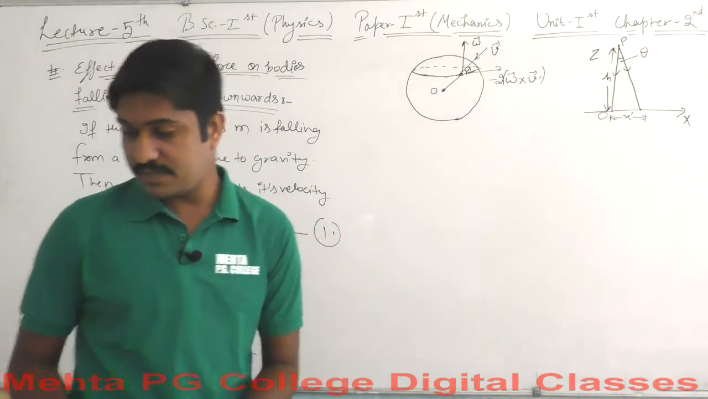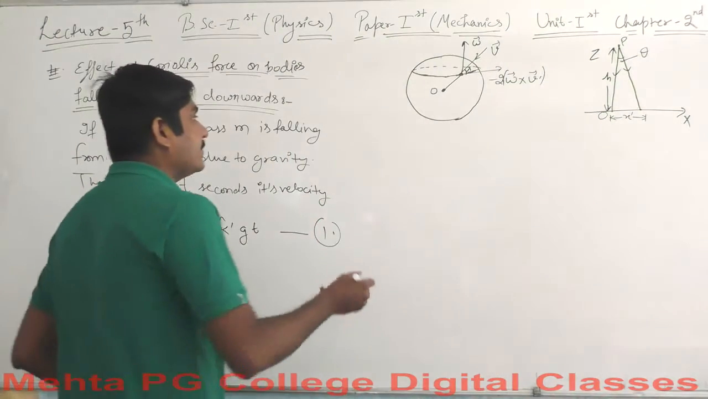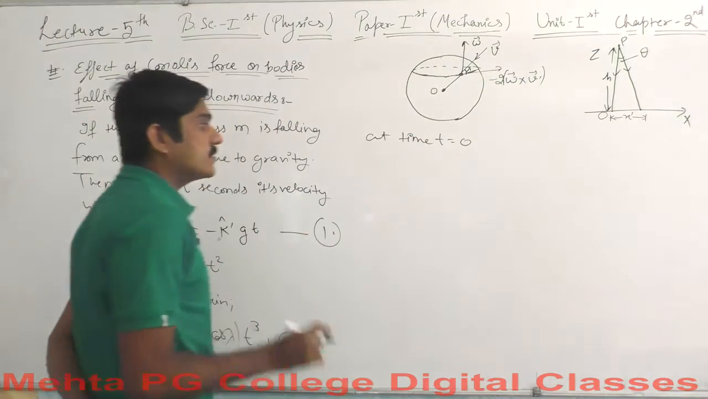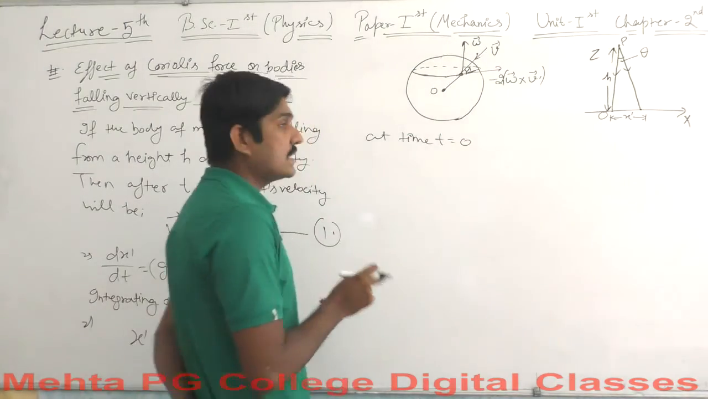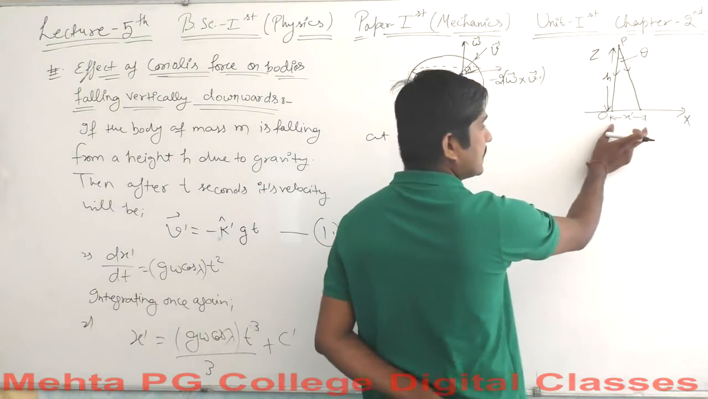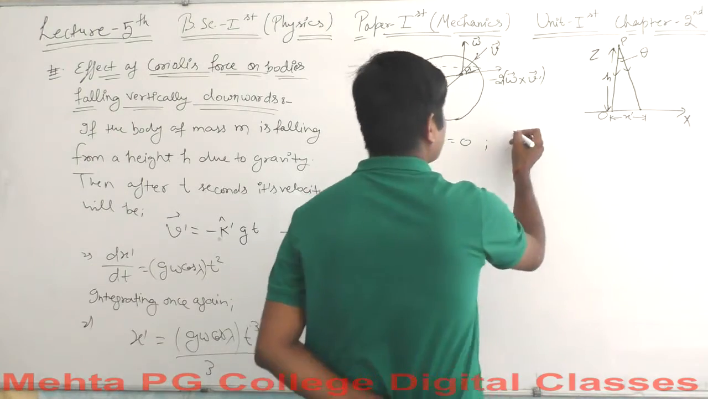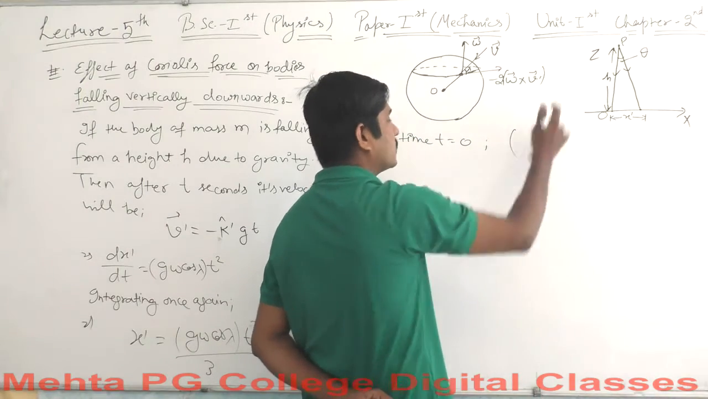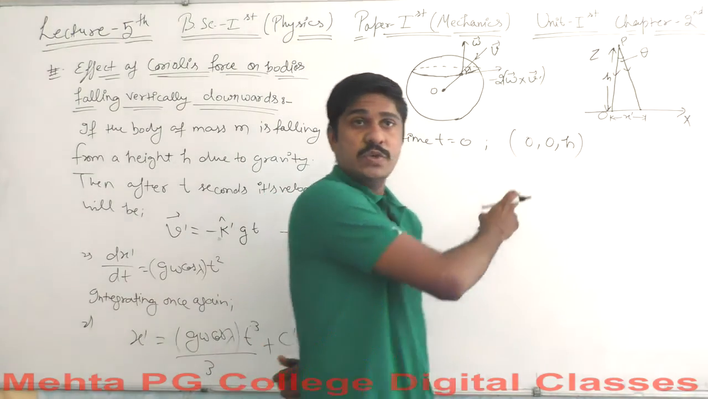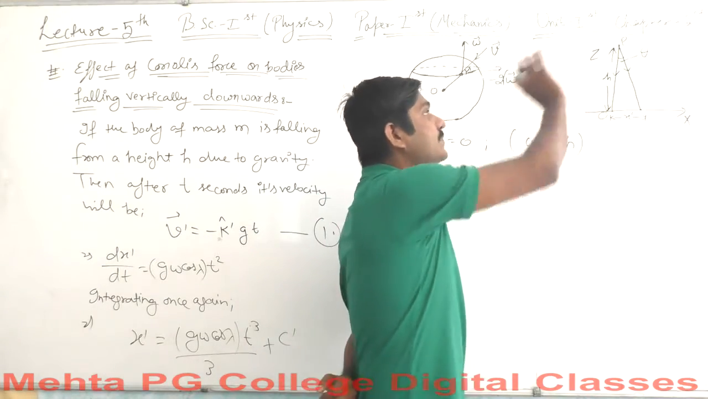Now we are again subjected to talk about this particle at its initial position, at time t equals 0. At the initial position, we are talking about only this particular displacement, the x dash only. So the coordinates of displacement will be 0, 0 and h: 0 for the x dash axis, 0 for the y dash axis, and h for the z dash axis.